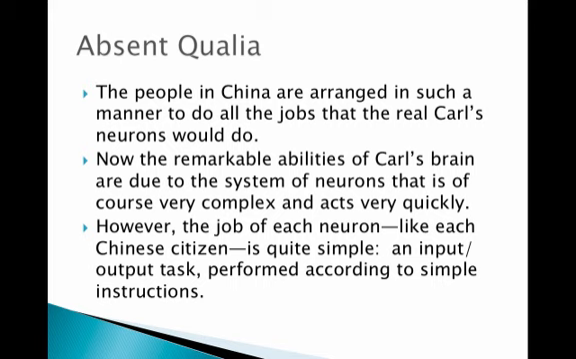Now, the remarkable abilities of Carl's brain are due to the system of neurons that is, of course, very complex and acts very quickly. However, the job of each neuron, like each Chinese citizen, is pretty simple. It's input and output. And it does these inputs and outputs according to simple rules.